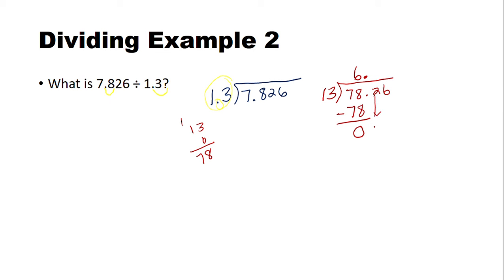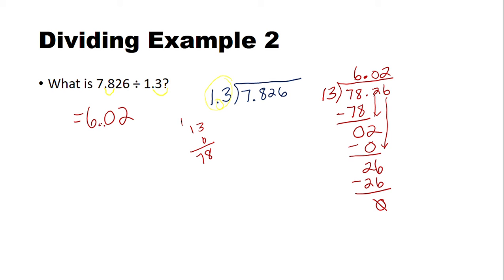Bring down that 2. 13 goes into 2 0 times. 13 times 0, so that's minus 0. I have 2 left. Bring down that 6. And 13 goes into 26 2 times. So now I'm going to subtract 13 times 2, which is 26, which is great. So here is my answer. 7.826 divided by 1.3 is equal to 6.02.